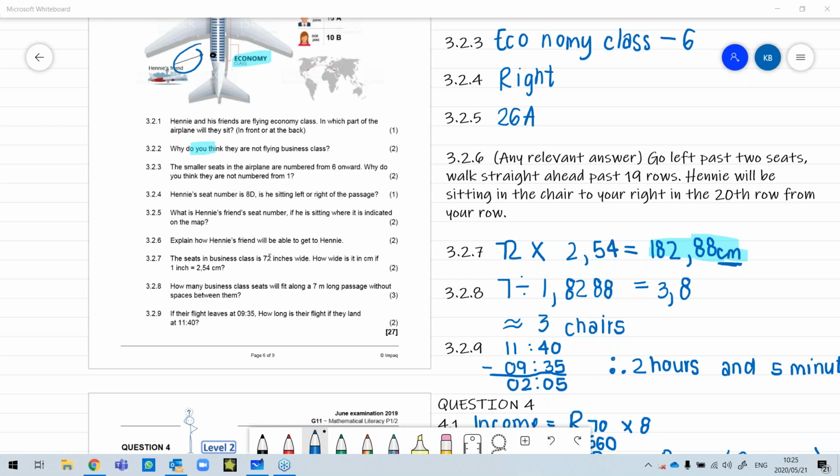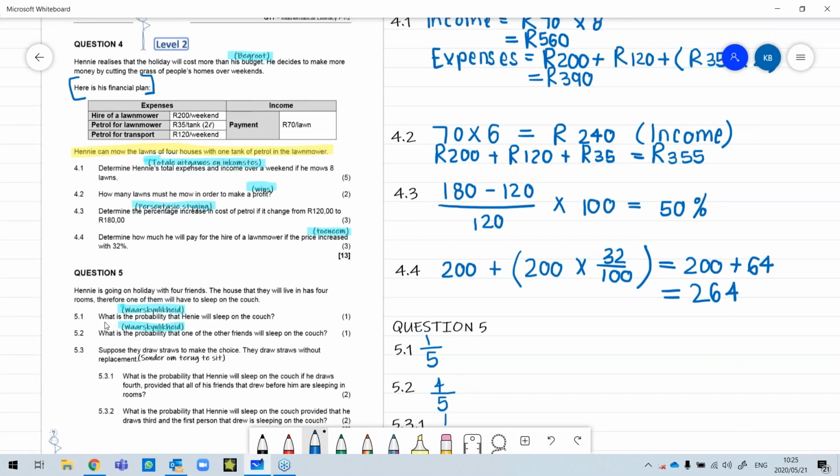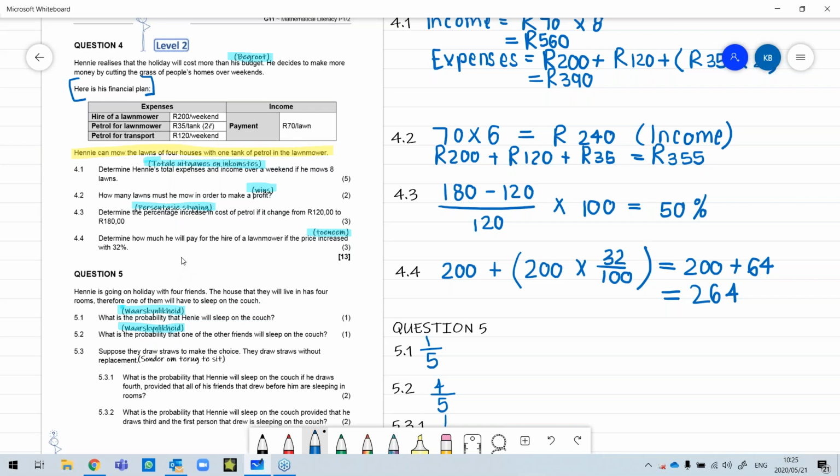Okay, and then question 5, there are 4 friends, not 5. Let's have a look. Henny is going on holiday with 4 friends. So in total, 4 friends plus Henny gives you 5 friends. And therefore, our probability is based on 5 friends. How can Henny sleep on the couch when he has paid? That does seem a little bit unfair, but I think drawing straws does make all the choices a little bit more fair. You mentioned there are five friends. The question mentions four friends. Okay, as I've explained, Henny is going on holiday with four friends. So in total, they are five friends.